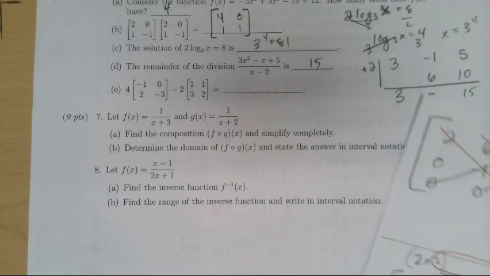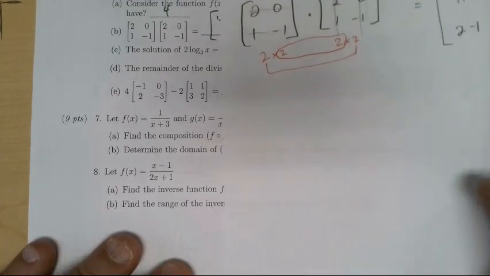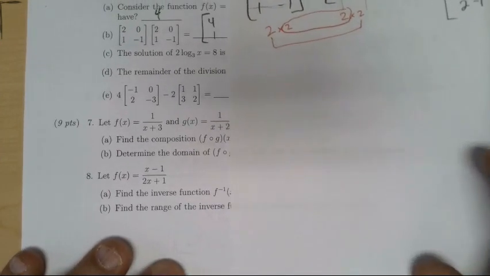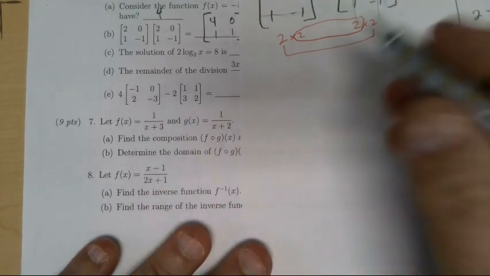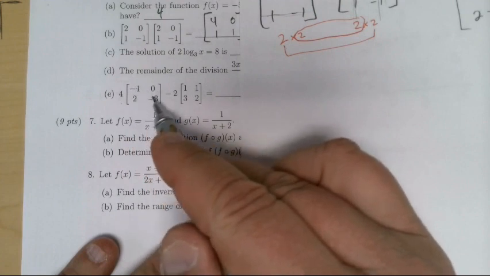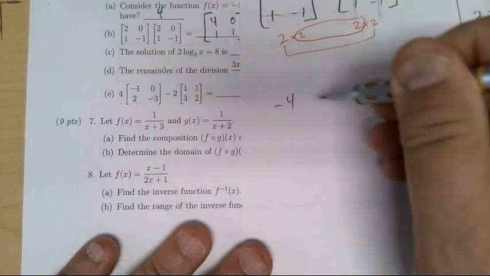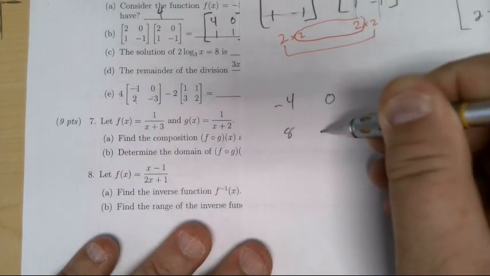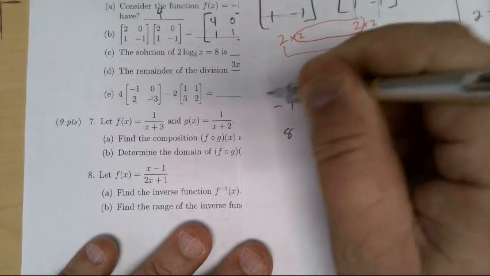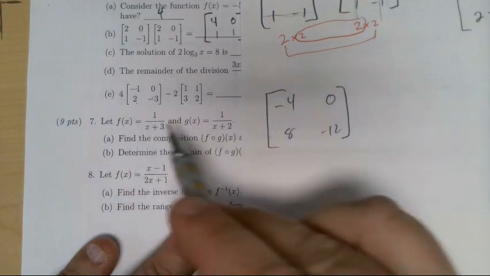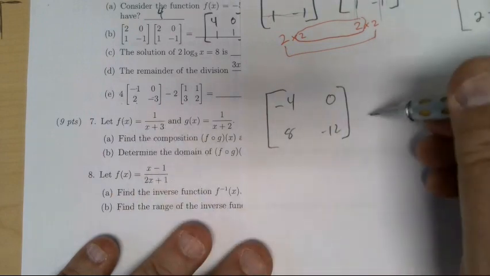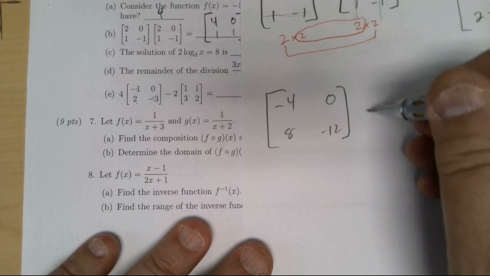This one, I'm going to do part of it here. Okay, so I look at this problem, and I've got 4 times this matrix. Well, if I multiply 4 times this, I get 4 times all 4 of these numbers. So it gives -4, 0, 8, -12. Right? I think so. 4 times -4, 4 times 0 is 0, 4 times 2 is 8, 4 times -3 is, yeah, that works.